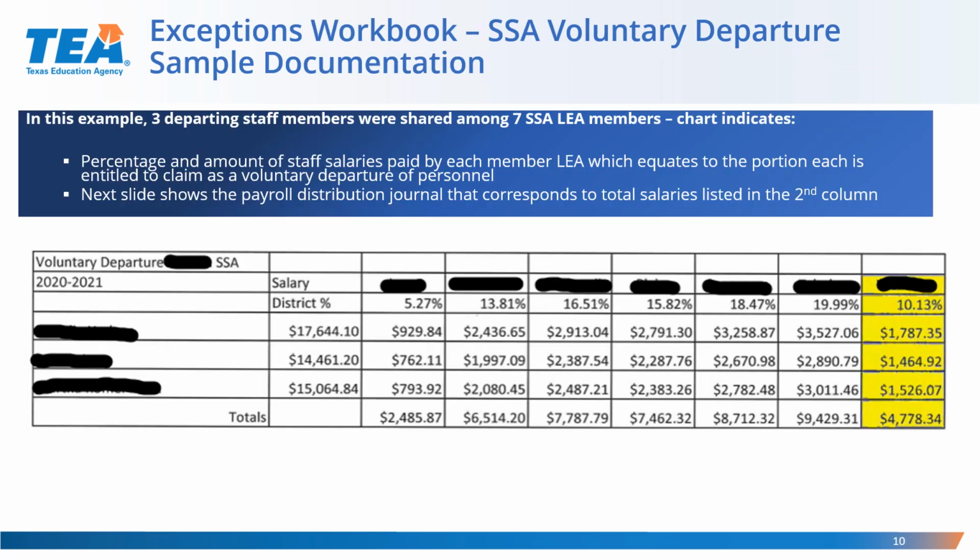In this example, 3 departing staff members were shared among 7 LEA members. The chart below shows the percentage and amount of staff salaries paid by each member LEA, which equates to the portion each is entitled to claim as a voluntary departure of personnel. In the next slide, we will show the payroll distribution journal that corresponds to total salaries listed in the second column.